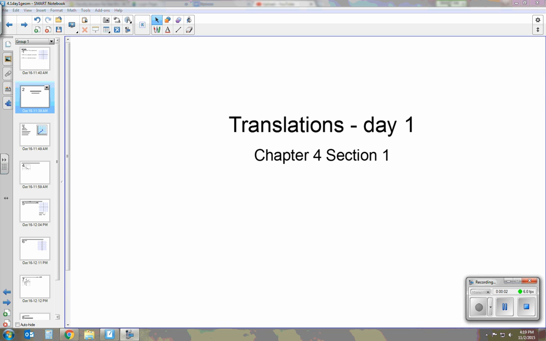Today I'm going to be talking about translations, and this is our first day. I separate this in 2 days. And translation is when you take a point or a triangle or a square, any object, and you move it around the graph, up, down, left, right. So I'm going to show you how you do that.